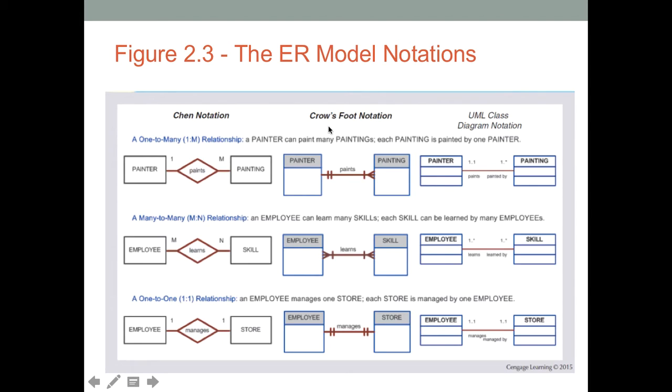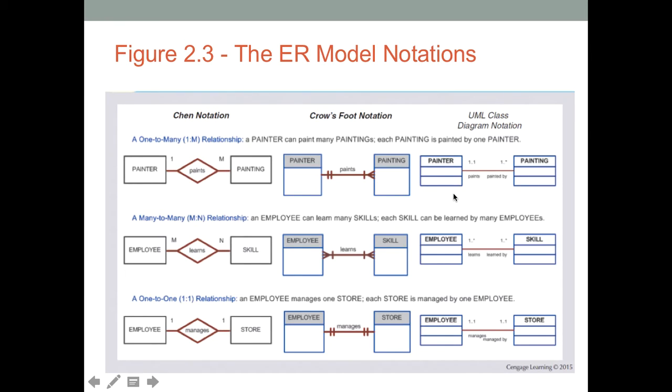The next is called crow's foot notation. We will mainly use this version of notation for this class. The connectivities are represented, as I said, by symbols. Vertical line means 1, arrow means many. If you see a circle, that means 0. And the relationship name is written above the relationship line.